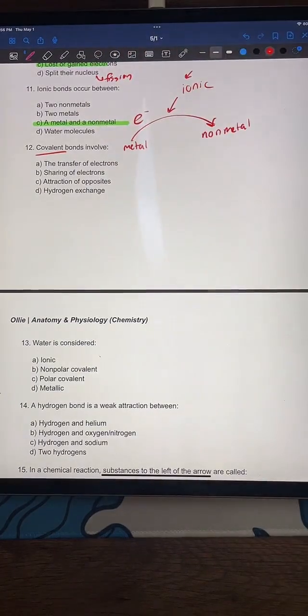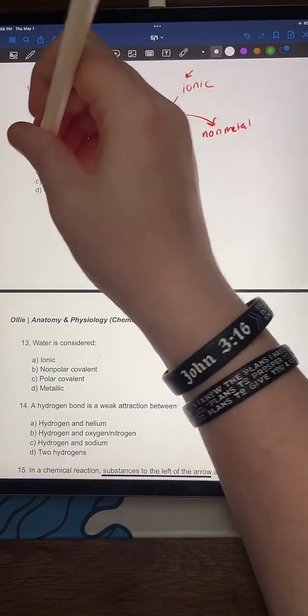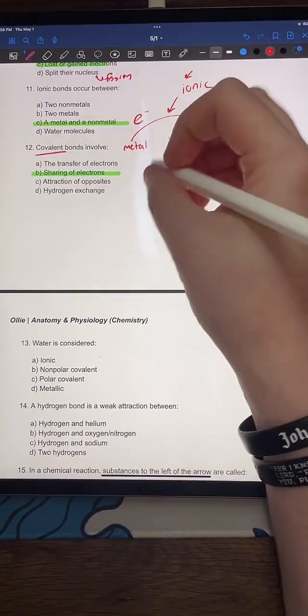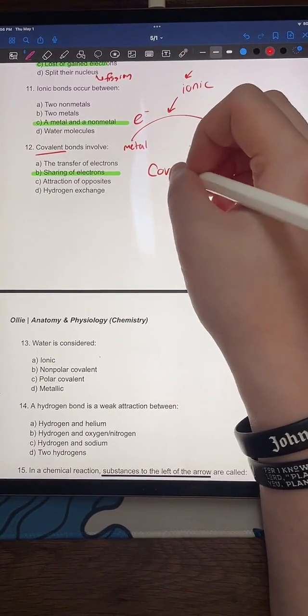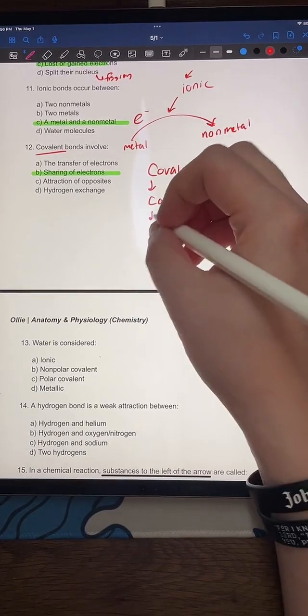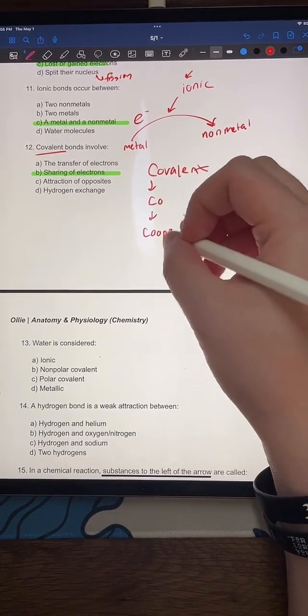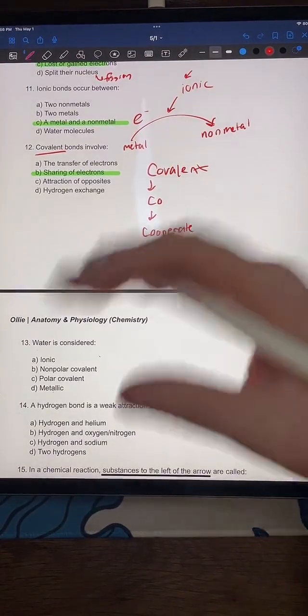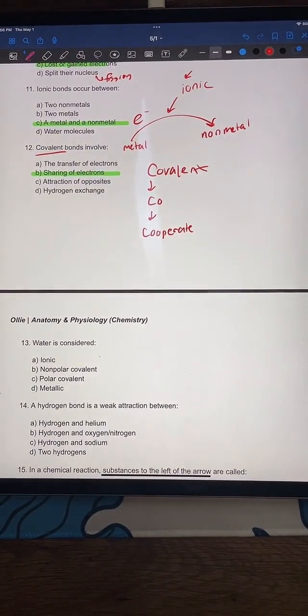So number 12, covalent bonds include sharing of electrons. And the way that I always remember that, covalent has co in it. I think of the word cooperate. So when you cooperate, you kind of share. That's the way that I always thought about that one.